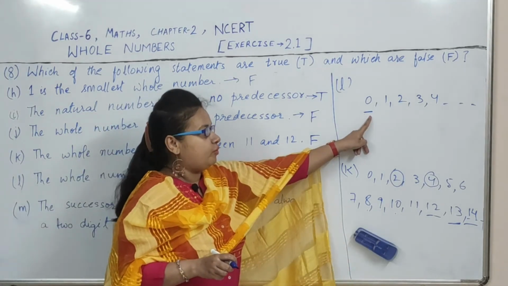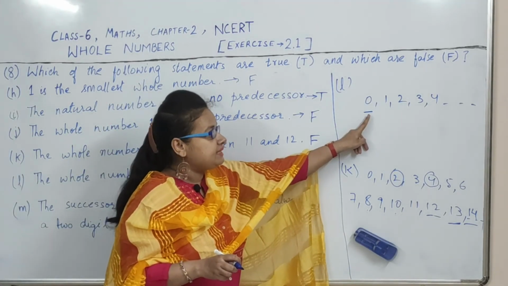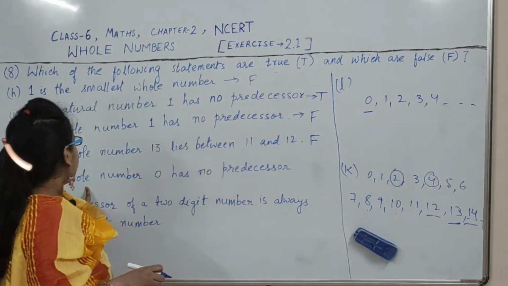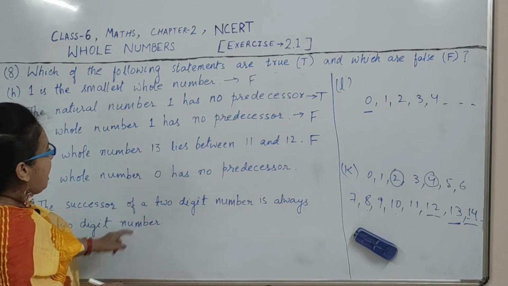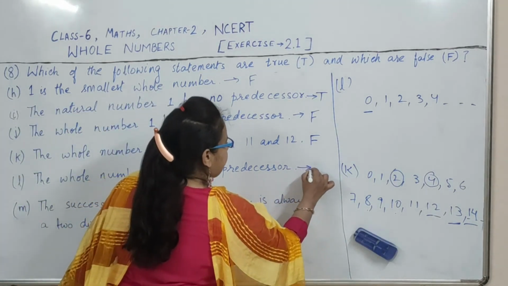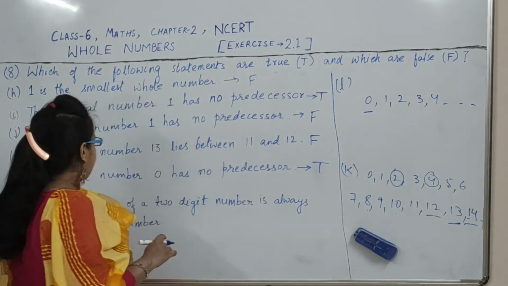The whole number 0 has no predecessor. Yes, it is correct. Before 0 we don't have any number. It means 0 doesn't have any predecessor in whole numbers. So this is a correct statement. It is a true statement. We will write T here.